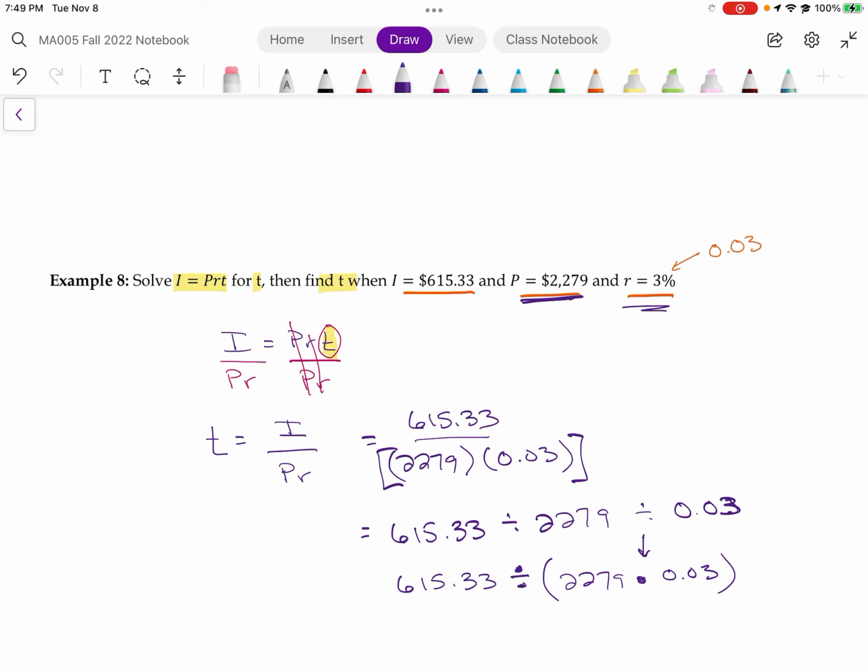All right, oh, I guess we need to do an answer. So the time is 9 years. Okay, so remember this formula, time is always in years.